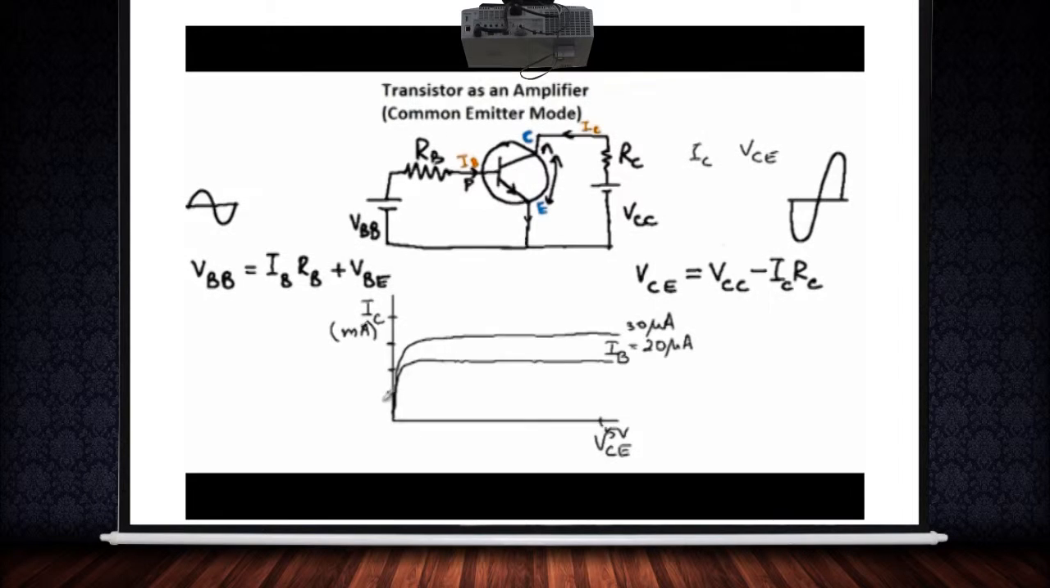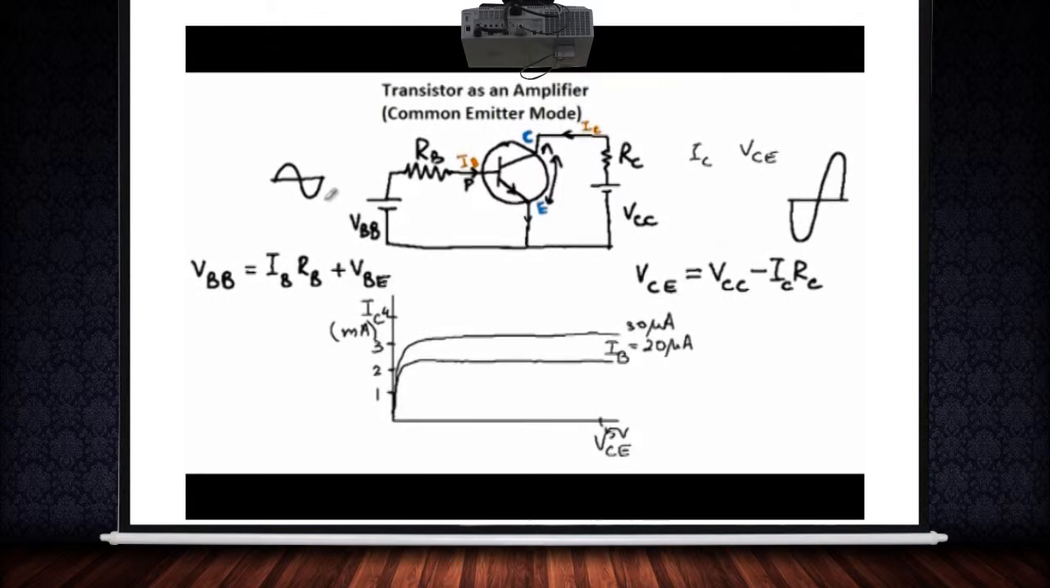Let's say the collector current over here is about 2 milliamperes, and here is close to say 3 milliamperes, which means we are increasing the base current from 20 microamperes to 30 microamperes. The collector current is also increasing from 2 milliamperes to 3 milliamperes. If you were to decrease the base current, say from 30 to 20, then the collector current will also decrease. This means that the input current is able to control the output current.